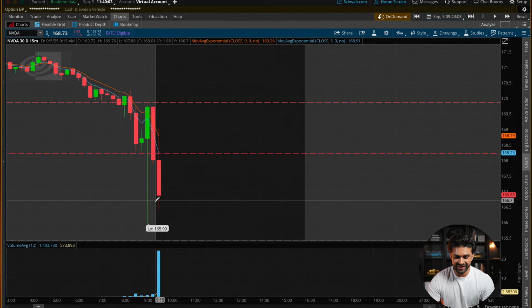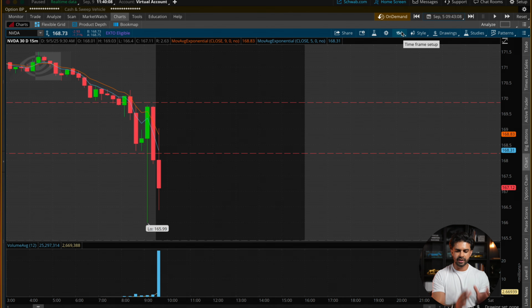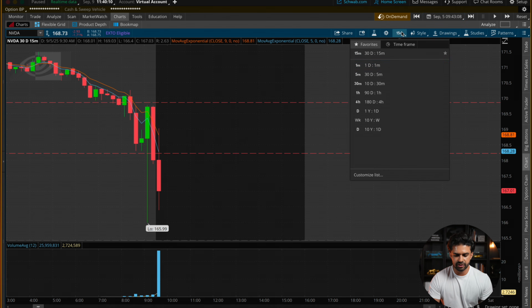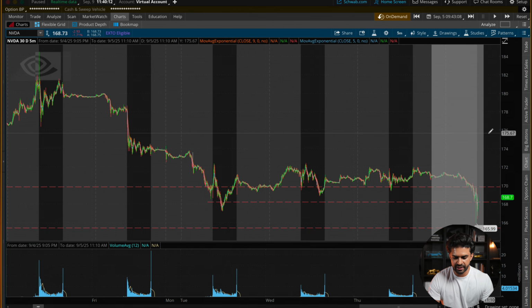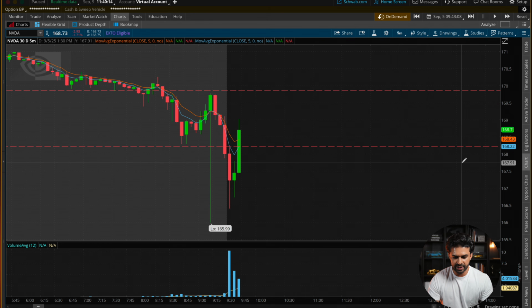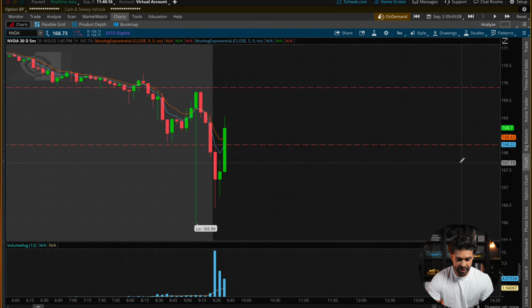So now we are getting this range on the first 15 minutes time frame. Now you don't really need to be looking at the 15-minute. Again, that's just a reference point. So we'll switch over to the 5-minute. This is the time frame that I typically look at to take the trade, right?